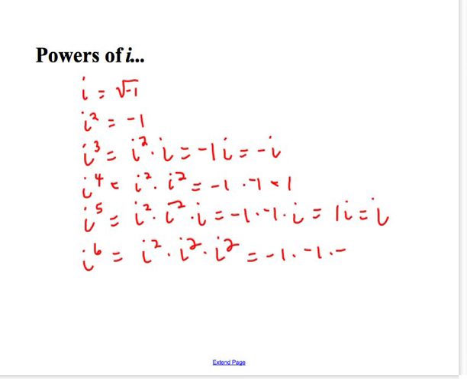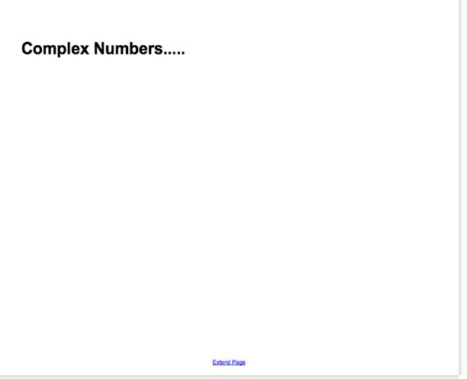i to the sixth power is i squared times i squared times i squared. So that's -1 times -1 times -1. Negative times negative is a positive, times negative, -1. Then as we go along, it's just going to keep going in this process: -1, -i, 1, i, -1, -i, 1, as you keep going in powers of i.